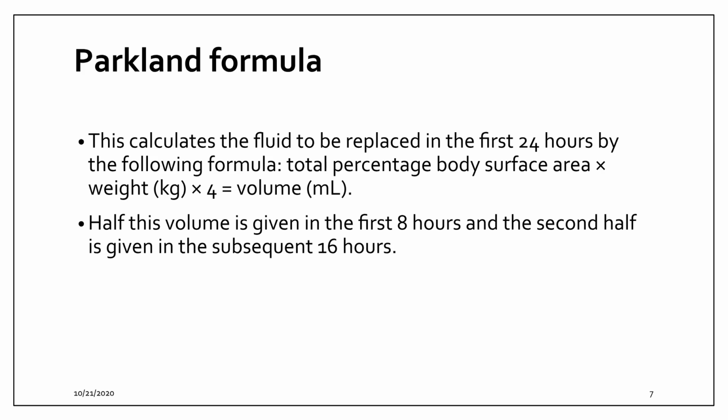The Parkland formula calculates 24-hour fluid replacement as total percentage TBSA multiplied by weight in kilograms multiplied by 4, which equals the volume in milliliters. Half is given in the first 8 hours, and the rest over the next 16 hours.